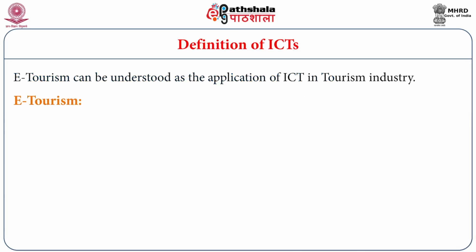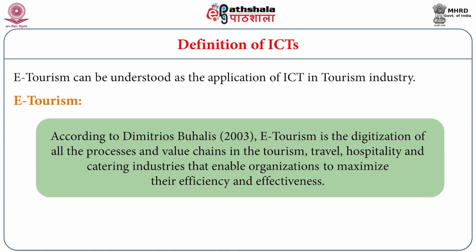Let us see the definition of e-tourism. As I mentioned initially, e-tourism is understood as the application of information and communication technologies in the tourism industry. The definition according to Buhalis, which is popular, is: e-tourism is the digitization of all the processes and value chains in the tourism, travel, hospitality and catering industries that enable organizations to maximize their efficiency and effectiveness. That's the key here. When you apply information and communication technology, you are basically trying to maximize the efficiency and also the effectiveness of the system.